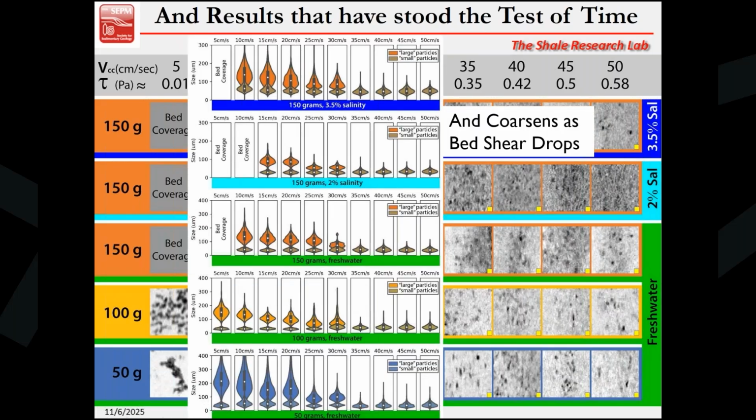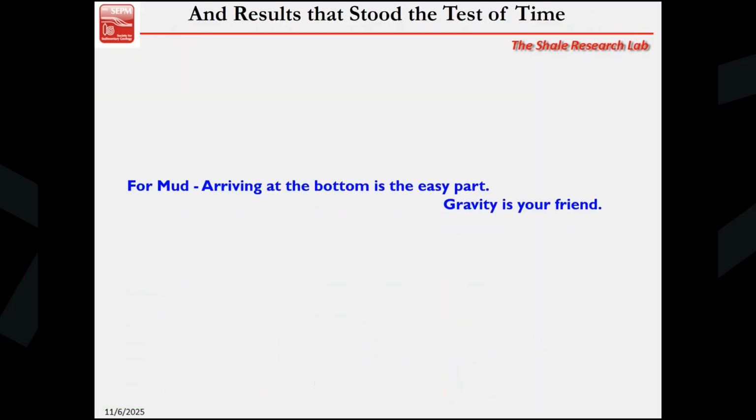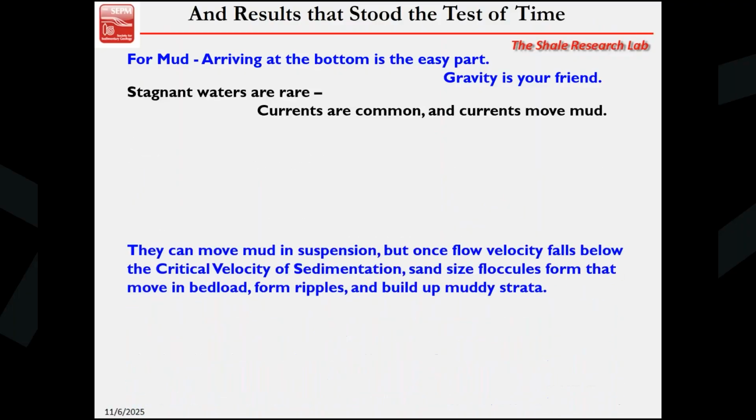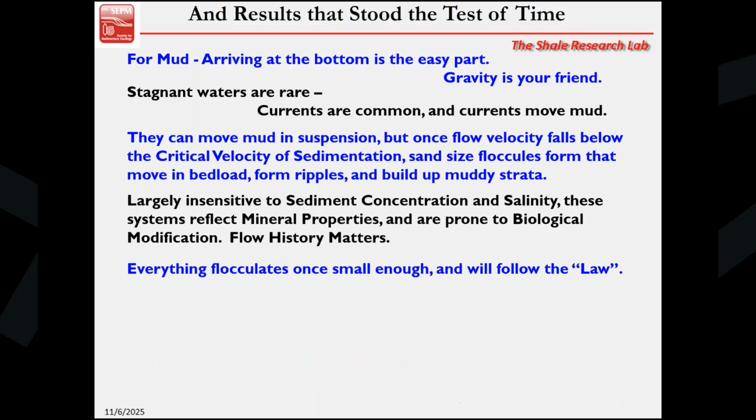And you can do floccule counting and show it graphically as size plots, so that the floccules get larger as bed shear drops, become more stable. And the critical velocity is indifferent to a wide range of salinities and suspended sediment concentrations, but is still dependent on minerals, okay? Different minerals have different thresholds, basically.